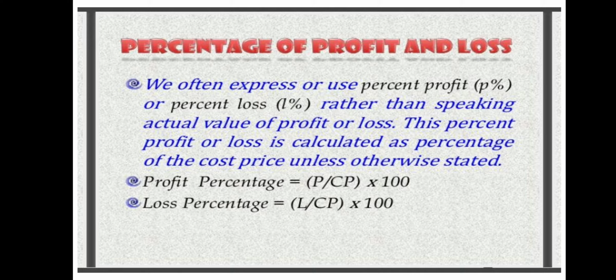For that we have a formula: profit percentage is equal to profit, that we know, divided by cost price, because on the cost price we earn the profit. So we divide the profit by the cost price and multiply it by 100. Then we'll know our profit percentage. And same for the loss percentage. When we know the amount of loss, we divide it by the cost price and multiply it by 100. Then we'll get our loss percentage.